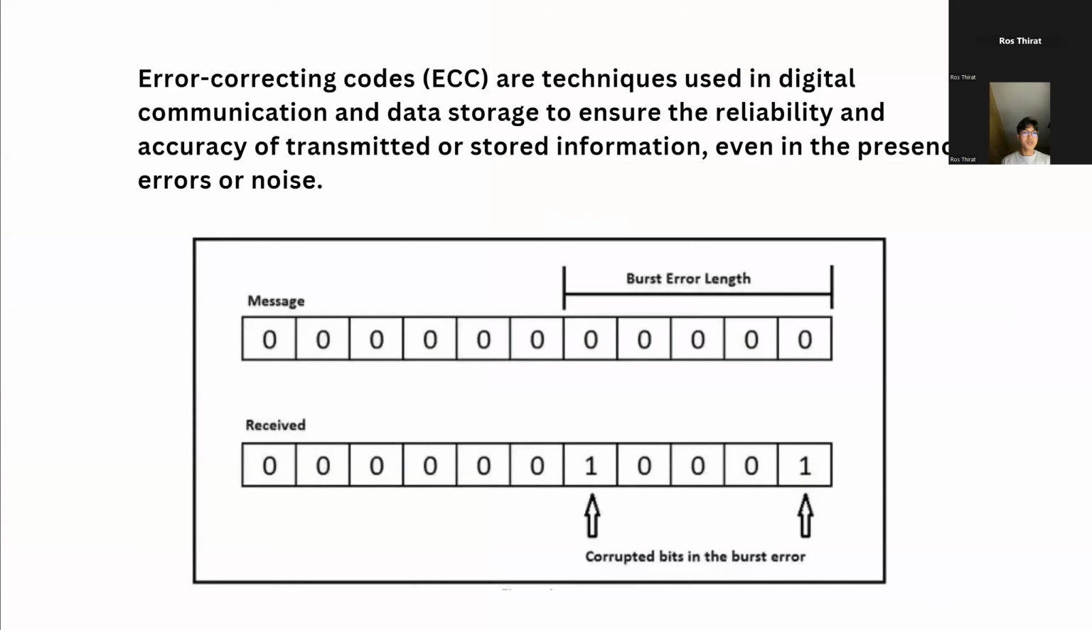Error correcting codes are techniques used in digital communication and data storage to ensure the reliability and accuracy of transmitted or stored information, even in the presence of errors or noise. These codes add a controlled amount of redundancy to the original data, which allows the receiver or storage system to detect and potentially correct errors that might happen during transmission or storage.